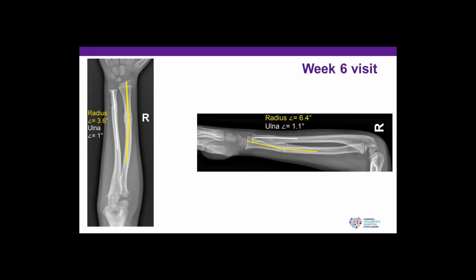At the final visit, the angulation of the radius had improved to 3.6 degrees in the coronal plane and 6.4 degrees in the sagittal plane. The ulna had also remodeled appropriately.